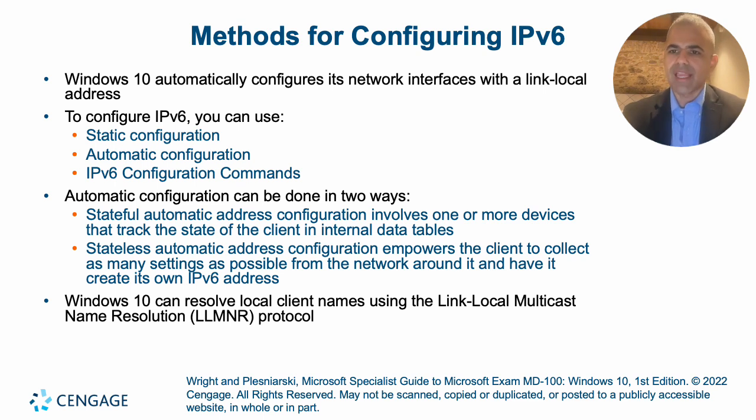There's a stateful and a stateless way. A stateful automatic address configuration is on one or more devices. They track the state of the client in a table, so it knows what the client is doing. Is it up, is it down? And then it assigns an IP address. A stateless automatic configuration allows the client to collect as many settings around it, and then it'll create an IPv6 address. So it doesn't know the state of the device. It knows the state of the entire network, and then it's able to assign an IP. Okay.